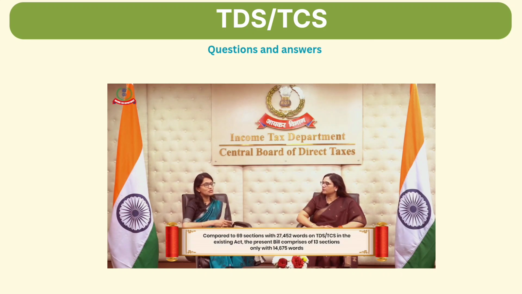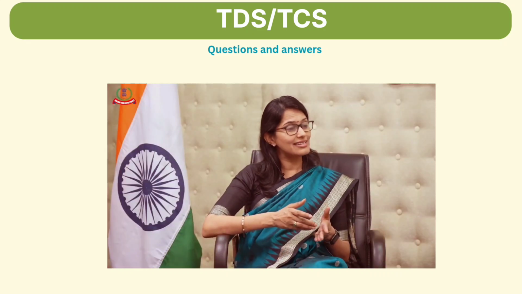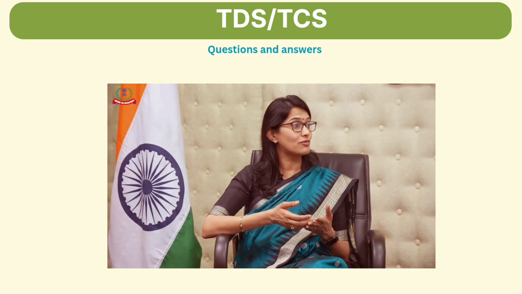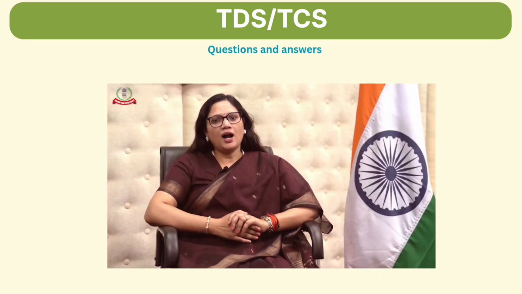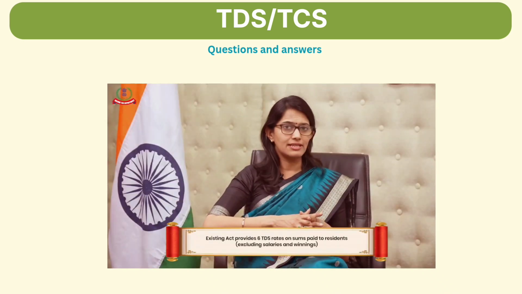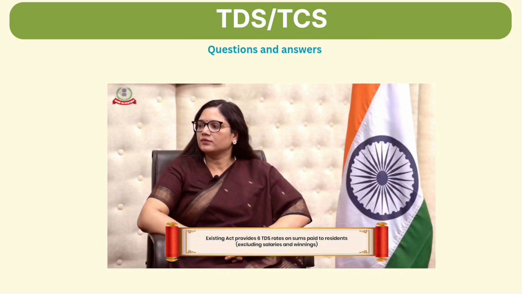The proposed bill contains only 14,675 words. Therefore, there is a total reduction of 12,777 words achieved in provisions relating to TDS TCS, translating to a reduction of more than 46% of the original word count. Ma'am, how many rates of TDS have been prescribed in the proposed bill? Pratibha, the existing Act provides for 6 TDS rates applicable on sums paid to residents, excluding payments on account of salary or winnings.